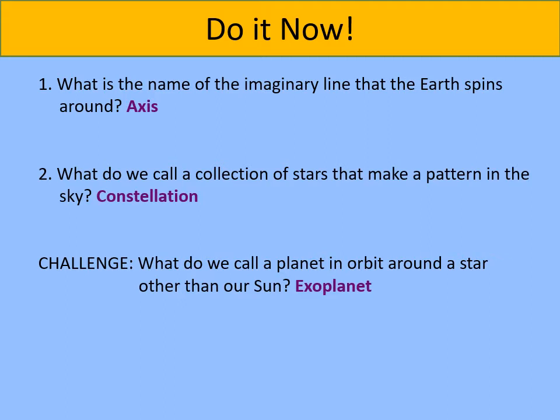The last one's a slightly more tricky one, but if you were able to access the internet, perhaps you might have been able to search for the answer. What do we call any other planet which is in orbit around a star that is not our sun? They are called exoplanets.